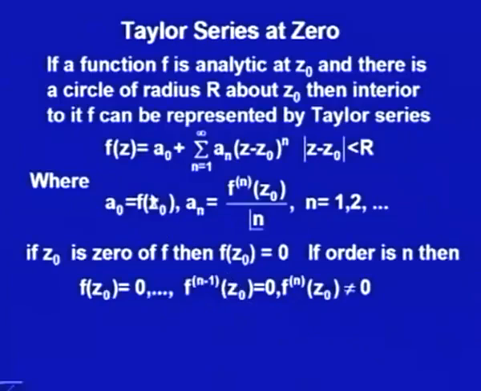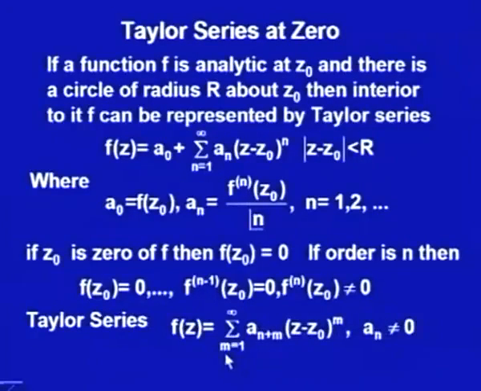What it says is now my Taylor series, because the first n coefficients a naught, a1, a2, up to a n minus 1 are all 0, would become summation m running from 1 to infinity a n plus m times z minus z naught to the power m, and a n is not 0. You see, when m is equal to 1, I would get a1 and so on.